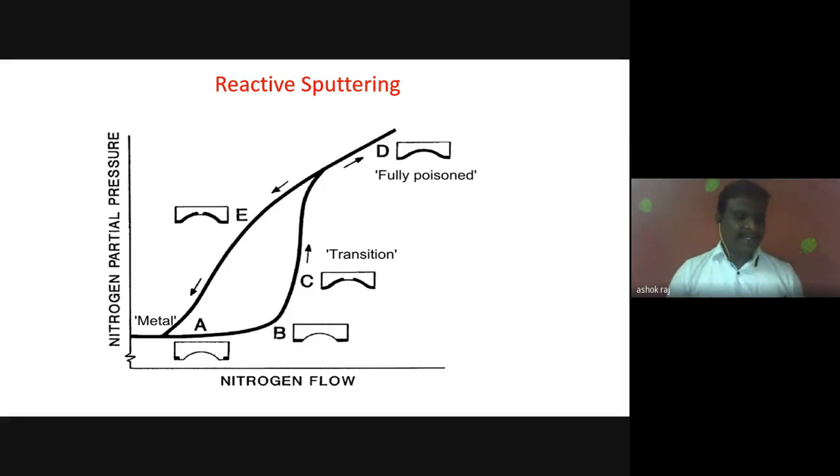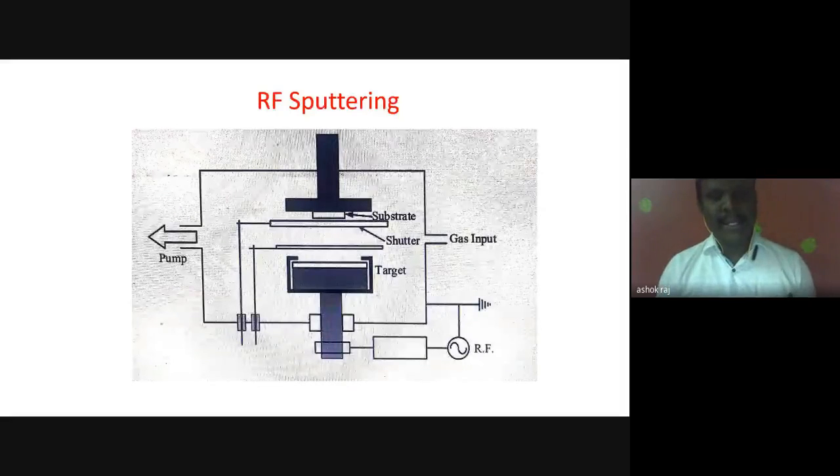The starting stage is the metal sputtering mode, that is a clean metallic target racetrack, and the last stage is the fully poisoned stage. The important advantage of this operation is that the transition region is a very flexible region. In this region, we can fine tune the coating's chemical composition, and it has the ability to optimize and improve the film qualities also. Next method is radio frequency sputtering.